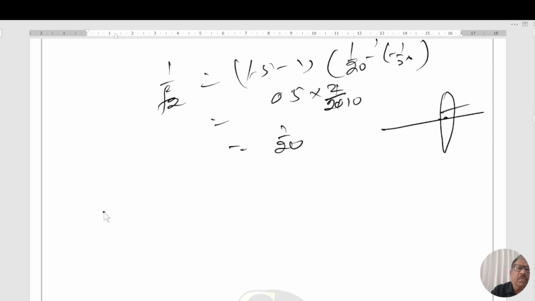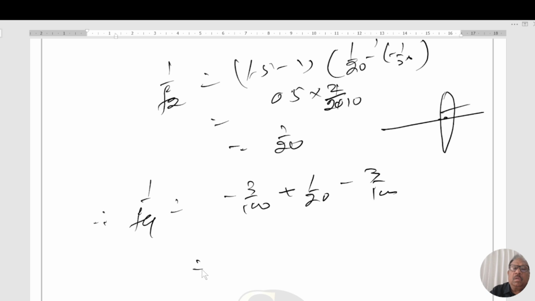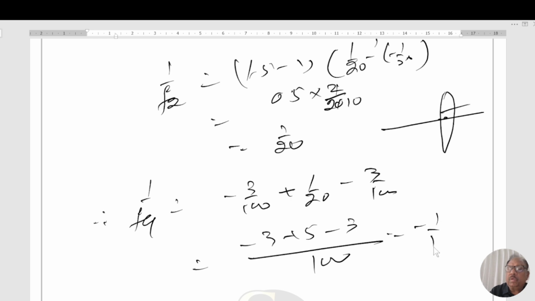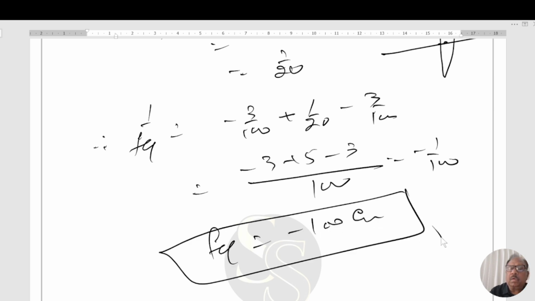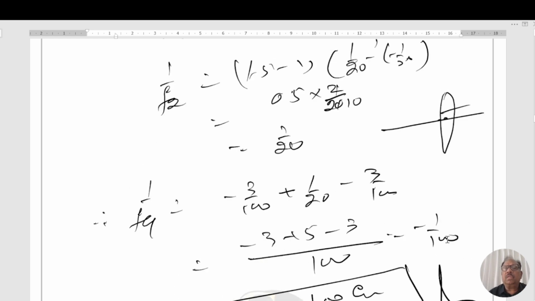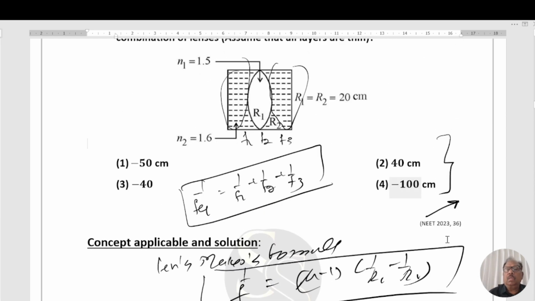Okay? Therefore, 1 by f equivalent will be equal to minus 3 by 100 plus 1 by 20 minus 3 by 100. On simplification, over 100, minus 3 plus 5 minus 3, that is minus 1 by 100. So f equivalent comes out to be minus 100 centimeter. This is the answer. Let's check the answer. Fourth is the correct option, right? Next question.